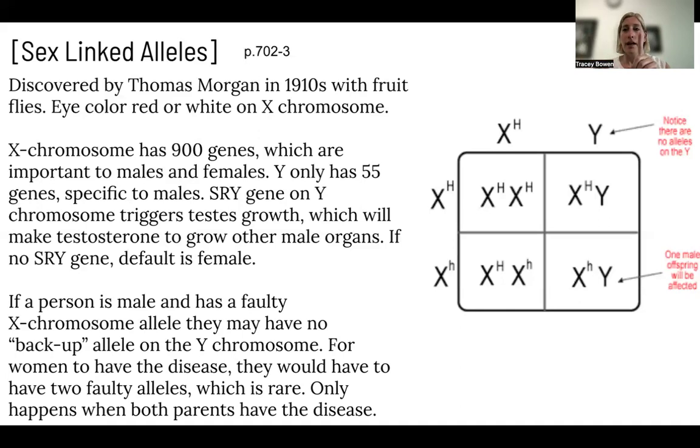But in the case of a male, which has an X chromosome and then a short Y chromosome, the faulty chromosome comes from the mom, and the dad produces the Y chromosome. And so then that human would have only one allele, and they would have hemophilia.